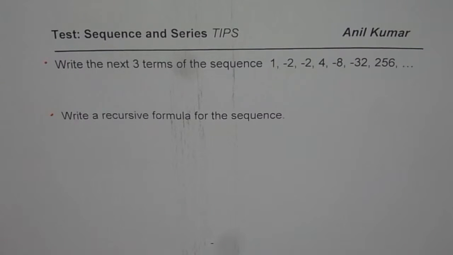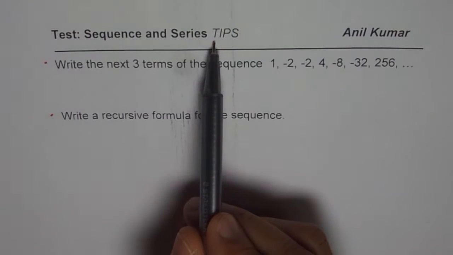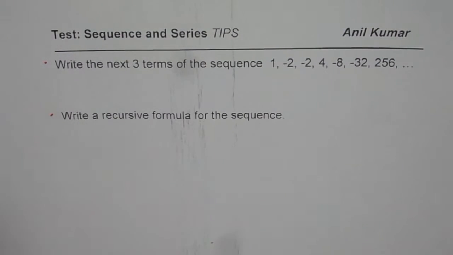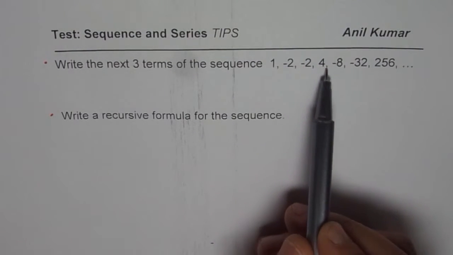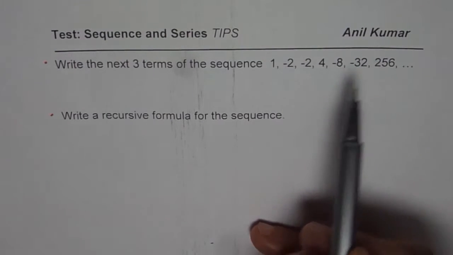Otherwise, this indeed is a very difficult question and therefore we have it under the heading tips, right? So that is why it is under thinking and application questions, right? So your terms are 1, -2, -2, 4, -8, -32, 256.